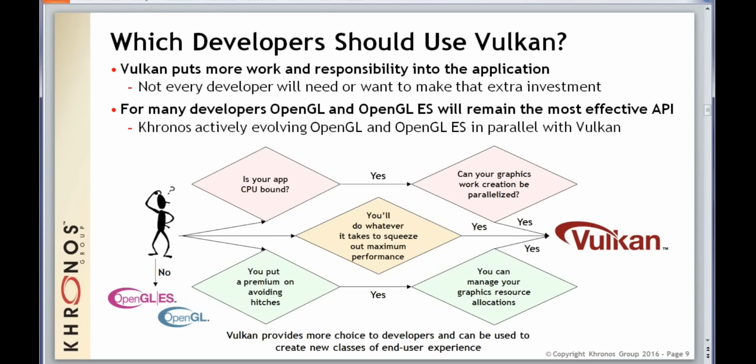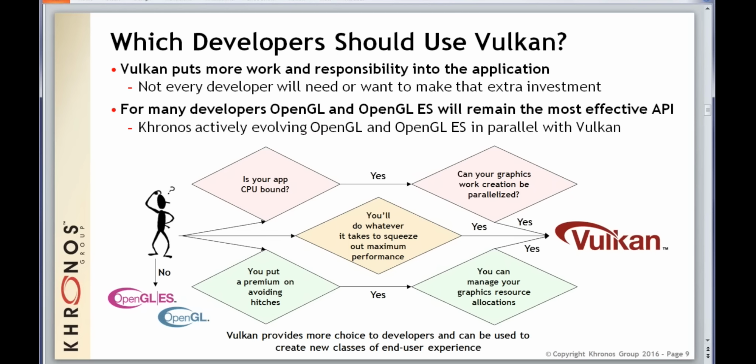But if your application is currently CPU bound and you can parallelize the work to create the command buffers, then Vulkan potentially can give you a worthwhile and good speed up. Also, if you're trying to create an application that's very smooth, no glitches or hitches, for example, a virtual reality application, and you're willing to put in the effort to manage your own resources and have control over precisely how work is fed into the GPU, then again, Vulkan can enable a new class of high-quality end-user experience that really isn't possible to do with OpenGL.